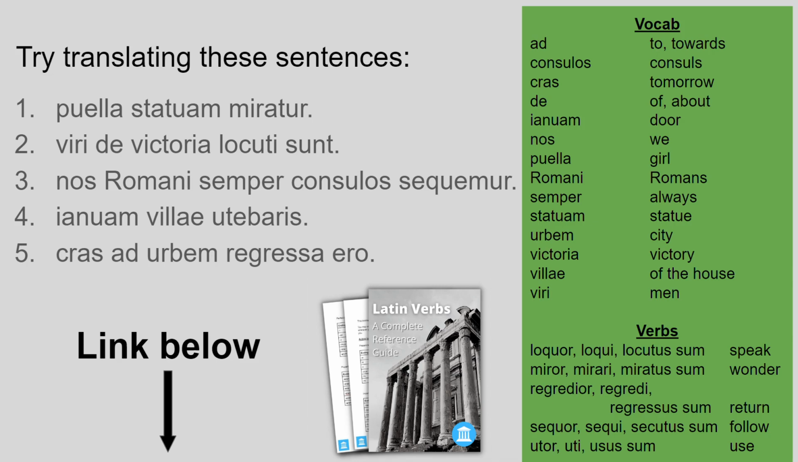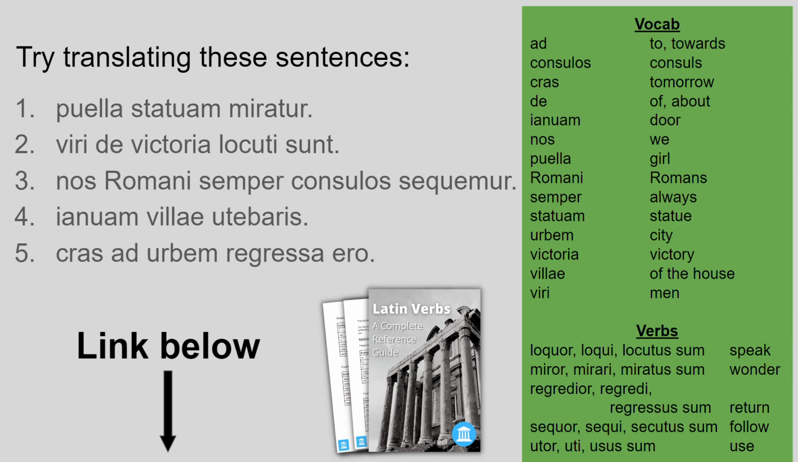Number 3, nos Romani semper consules sequemur. The deponent looks present here, but it's actually future. It's a third conjugation verb, so it uses the e rule for the future, not the bo, beris, bit rule. It's a first person plural, and nos Romani agrees with this, so the sentence means we Romans will always follow the consuls.